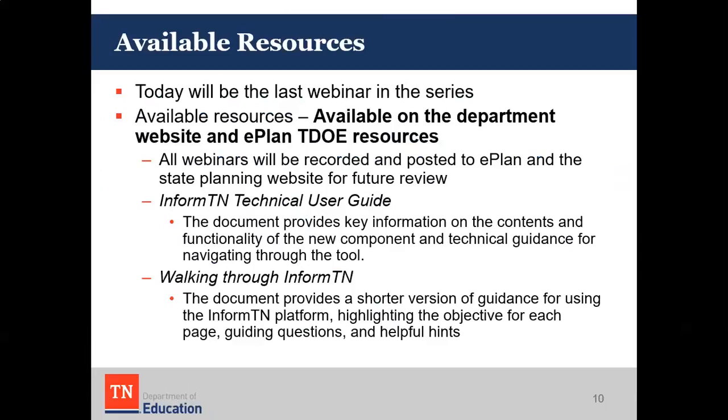It also includes the InformTN user guide. This document provides key information around the content and functionality of the new tool. It includes everything from how to access the tool to how to click through the tool. So it's a really great source of information. It's very similar to the information that was covered in the webinars, but in a slightly different format. And then the last one, which is the newest document, is your Walking Through InformTN document. This document is shorter. It's only about 4 pages, and it provides a shorter version of the guidance around the InformTN platform, highlighting key objectives for each page, some guiding questions, as well as some helpful hints.